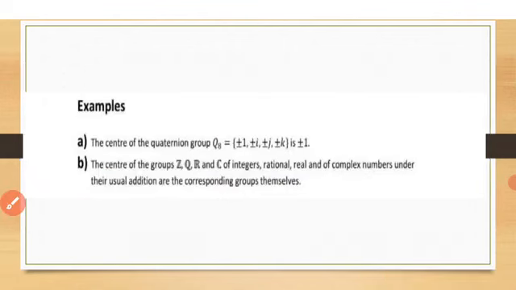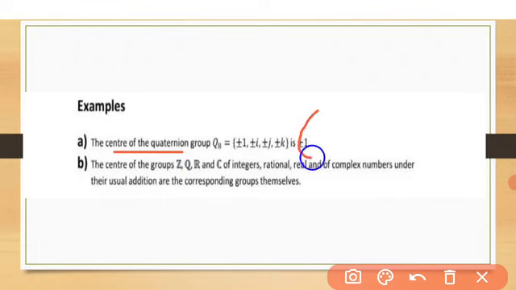Let's check some examples of center. The center of the quaternion group Q8, {plus minus 1, plus minus i, plus minus j, plus minus k}, is {1, minus 1}. The elements 1 and minus 1, two elements, plus 1 is separate and minus 1 is separate, commute with all the elements of the quaternion group. That's why the center of Q8 is plus minus 1.